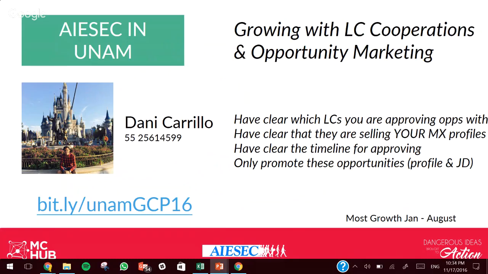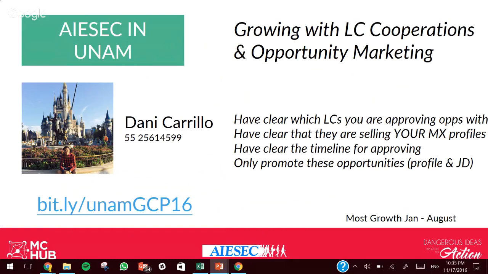And it was literally about having LC cooperations and marketing those opportunities through the cooperations in his committee, right? So the first thing he did was have clear the LCs in the world that he was having opportunities, that he was approving opportunities with. So it was in Costa Rica, for example, in Peru, I think one in Brazil. It was only like 3 or 4 countries that he had with very specific profiles for each country, yeah?